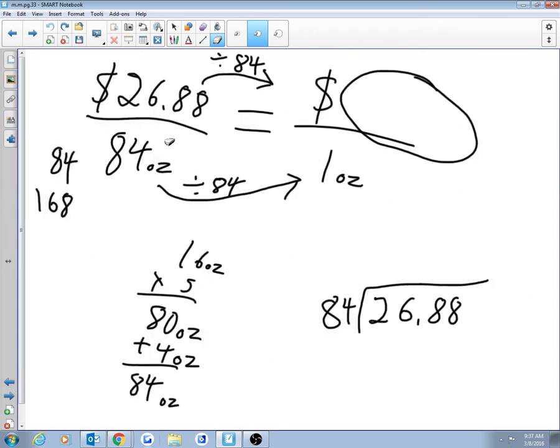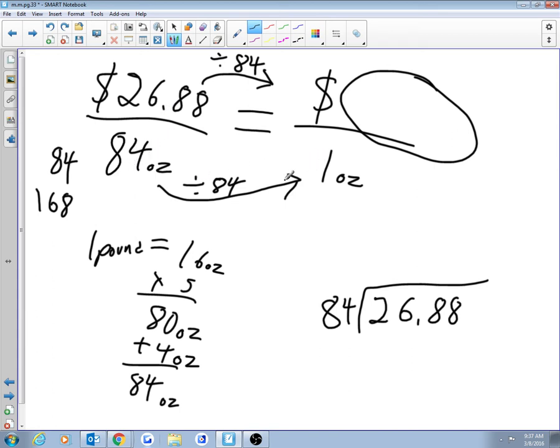Number 3. Skylar made some turkey sandwiches for a family. He purchased 5 pounds and 4 ounces. Okay, well, 1 pound equals 16 ounces. So if 1 pound equals 16 ounces, 5 pounds would be 16 times 5. That's 80 ounces. But he purchased 5 pounds and 4 ounces, so that would be 80 plus 4, that would be 84 ounces. So we got $26.88 for 84 ounces.